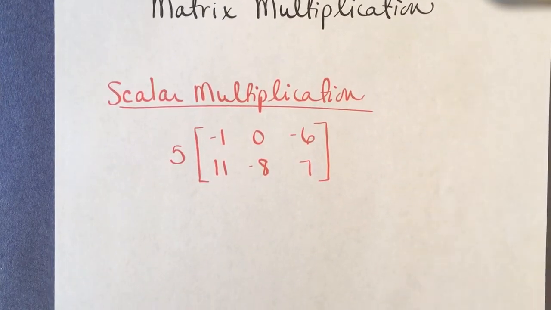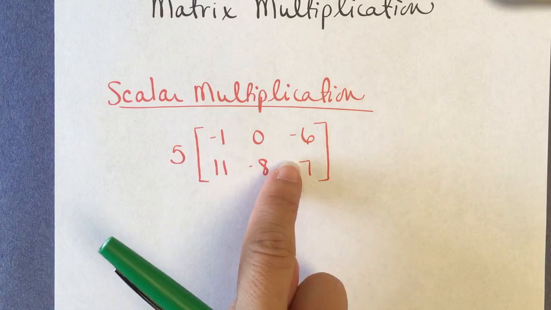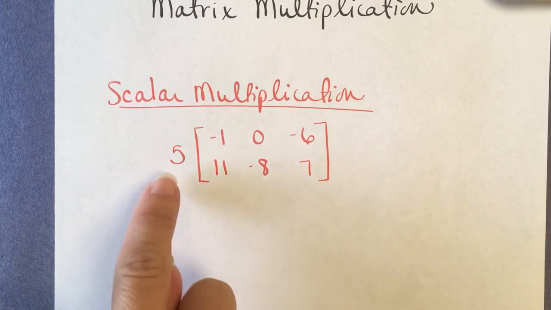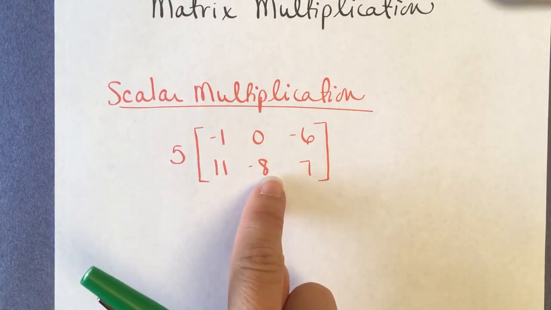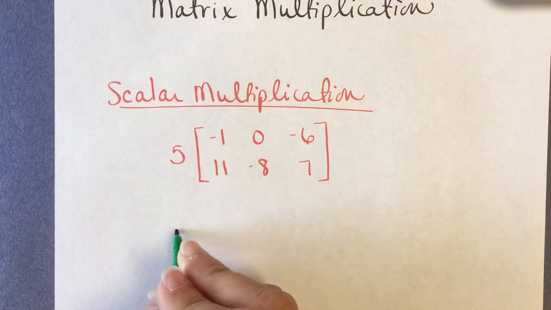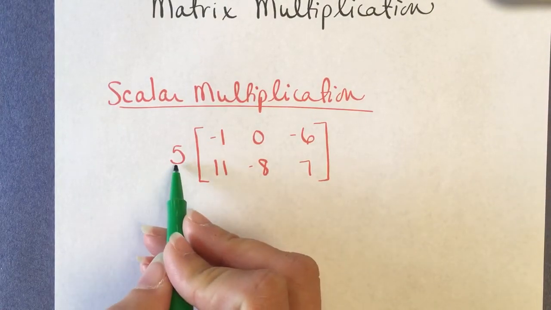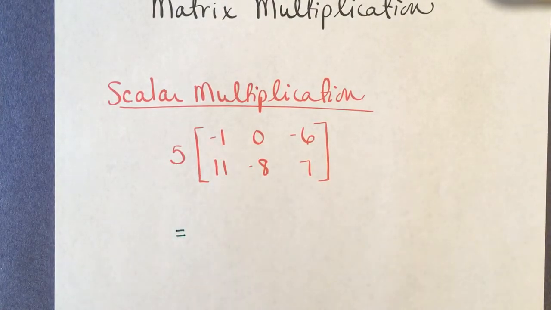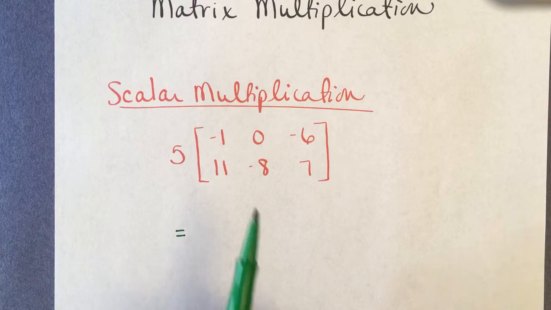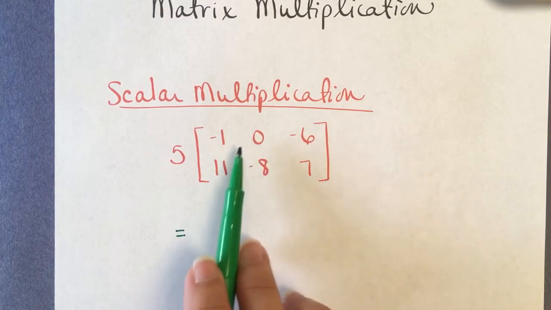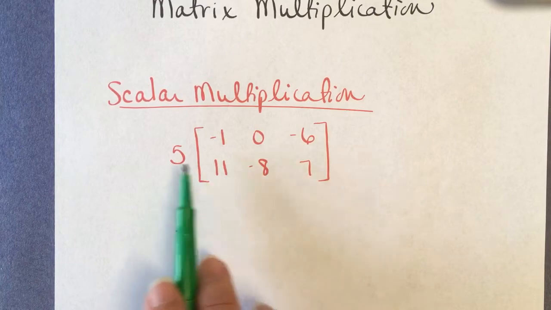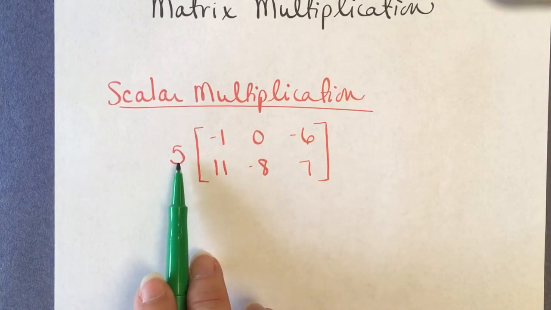That just simply means that you have a number times a matrix. So like in this case, I have 5 times this matrix. So anytime, again, it's just simply a number times a matrix. All that you have to do is just multiply all of your elements in here, all of your numbers, by this 5. This is what's referred to as your scalar.